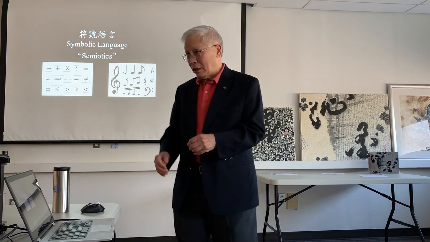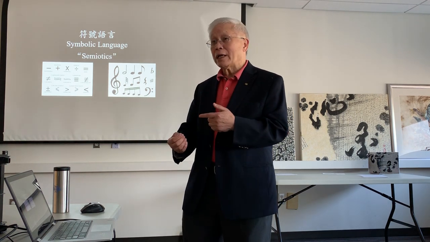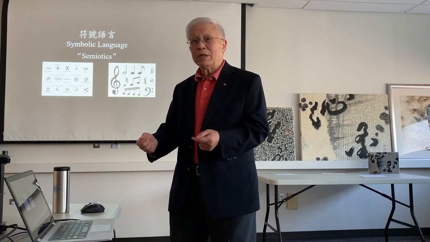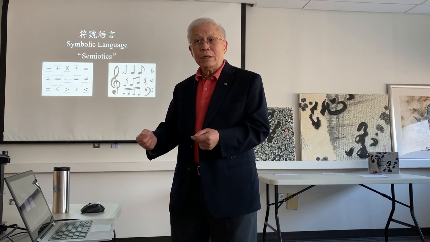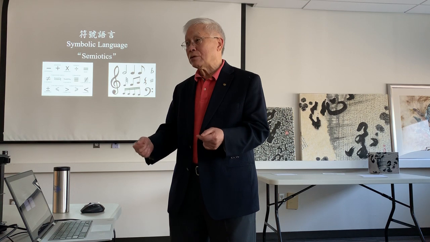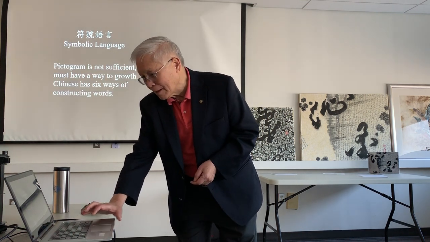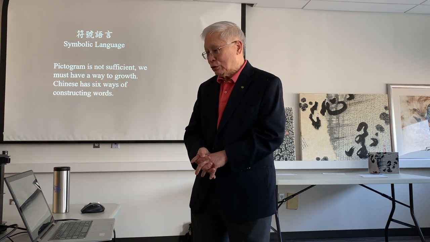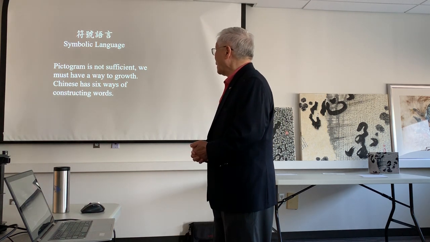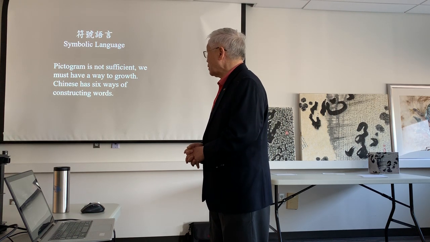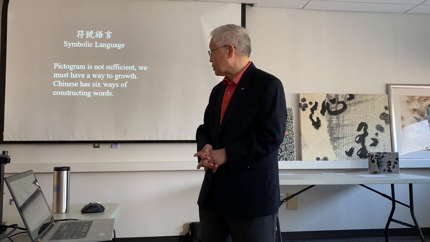So, in order for the symbolic language to be really useful, you cannot be limited to pictures. You need to have a way to grow and to evolve. And the Chinese do have a way to grow it. Actually, the Chinese have 6 ways to grow them.